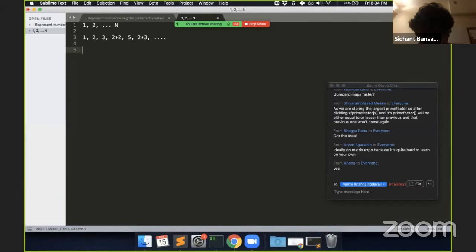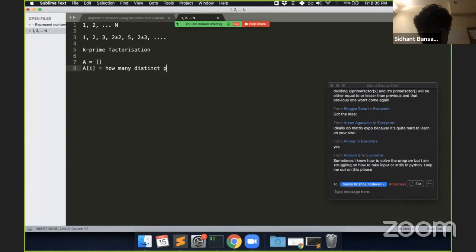Now we can even store their k factorization, right? Basically, we already wrote the code for how to get the prime factorization of each number. So we just need now 1, 2, 3. Basically, I'm going to define an A array such that A[i] is how many distinct prime factors i has. So how will the A array look?